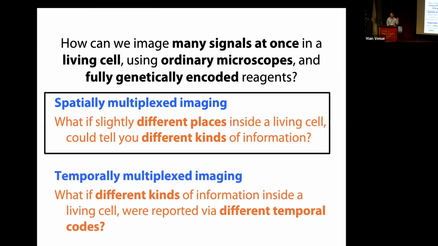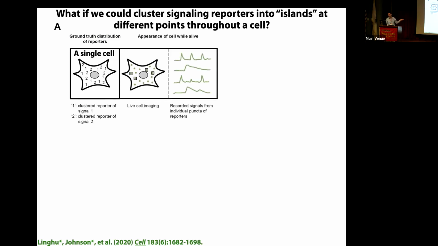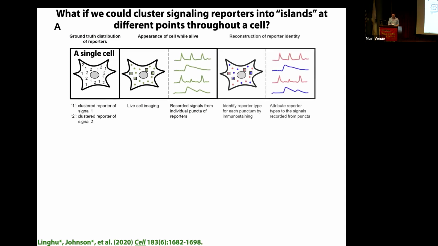So in the interest of time, I'll just tell you one of these stories because we're almost out of time. Shannon Johnson and Chengyang Lingu, when they were in my group, worked out spatial multiplexing. And so this cartoon shows the idea, what if different places in a cell could tell you different stories? So what if the points labeled 1 could have a calcium indicator, and the points labeled 2 could have a protein kinase A indicator, for example? So while the cell's alive, each dot will blink out a little movie of what's happening there. And then when you're done, you can preserve the cell and stain it using techniques like I told you at the beginning of the talk, and maybe over many rounds of staining and washing, right? And figure out which sensor was where.